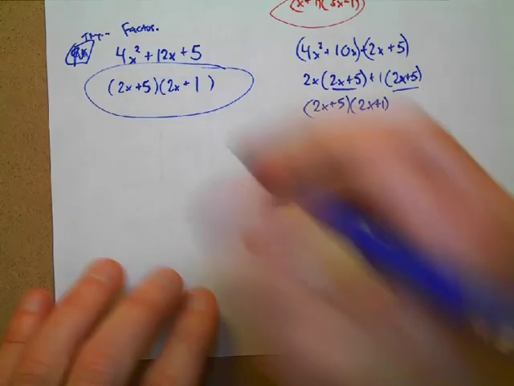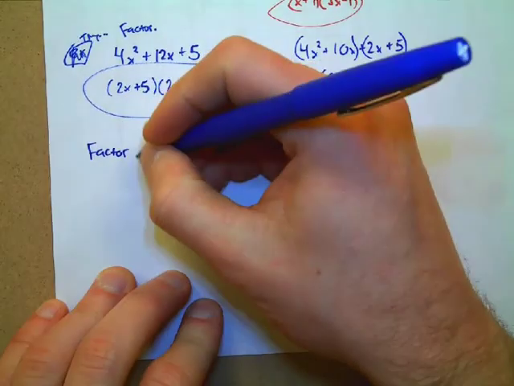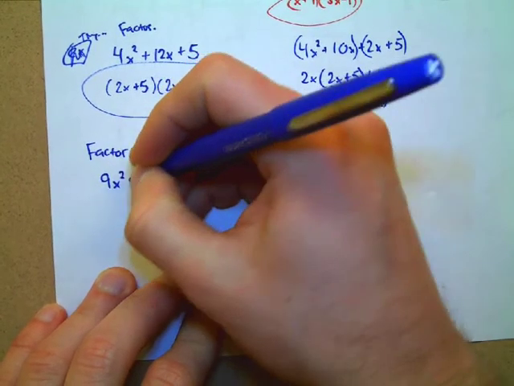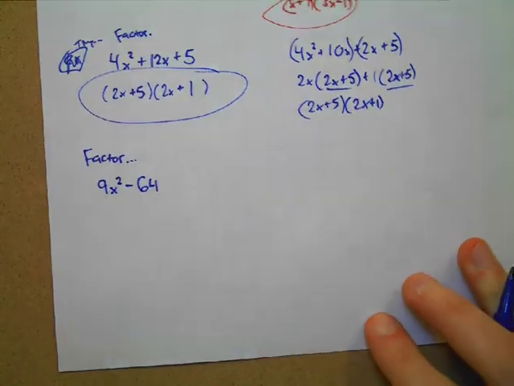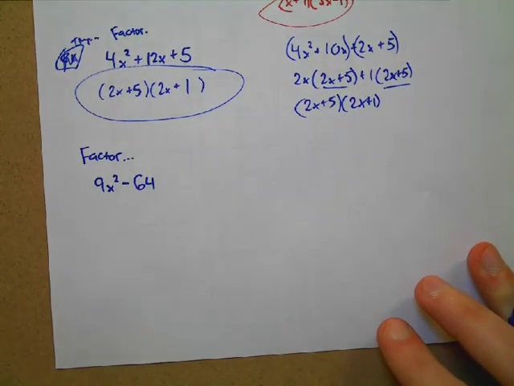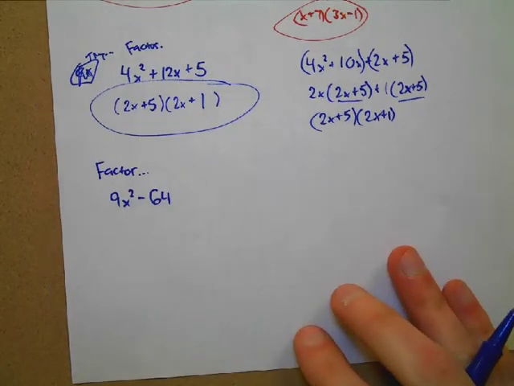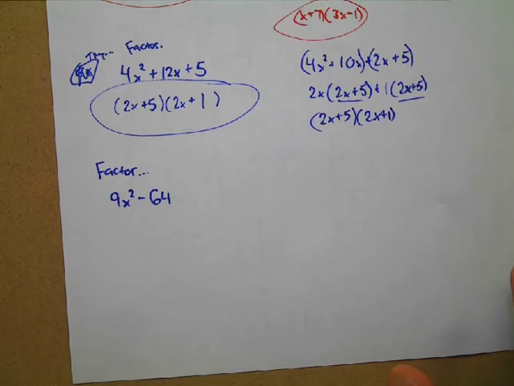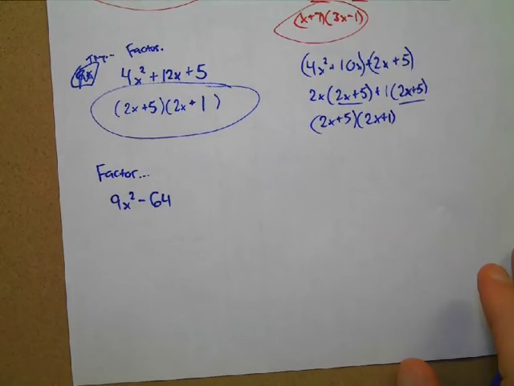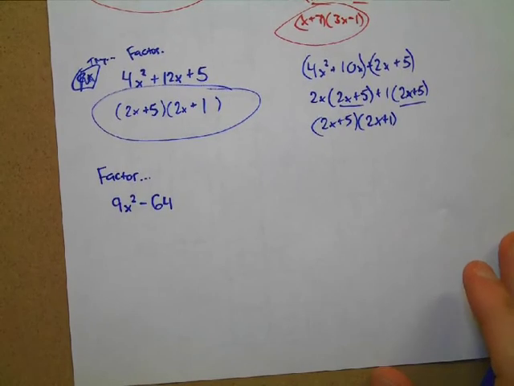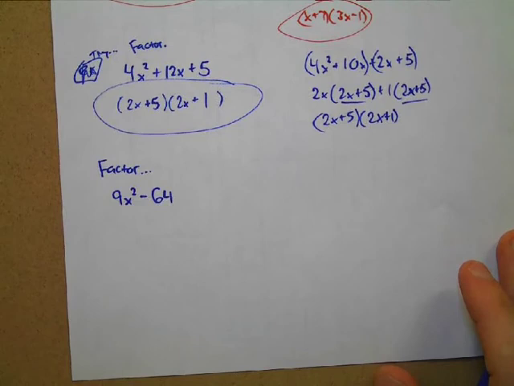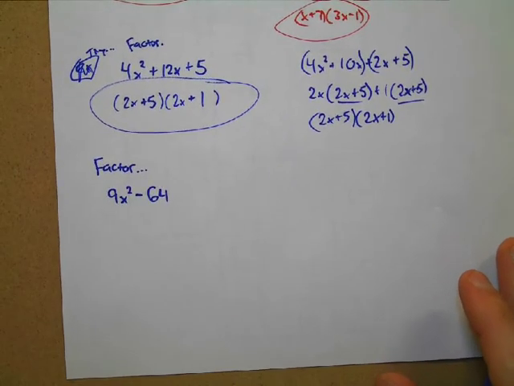Okay, let's take a look at this. Let's factor this one. 9x squared minus 64. So you can see here the AC method might be kind of a pain. Our A is what here? 9. What's our C? Yeah, negative 64. So you're going to have to do 9 times negative 64, and then think of the possible combinations that multiply to that number, and then add to make 0, right? Because there's no b term there. Add to make 0.